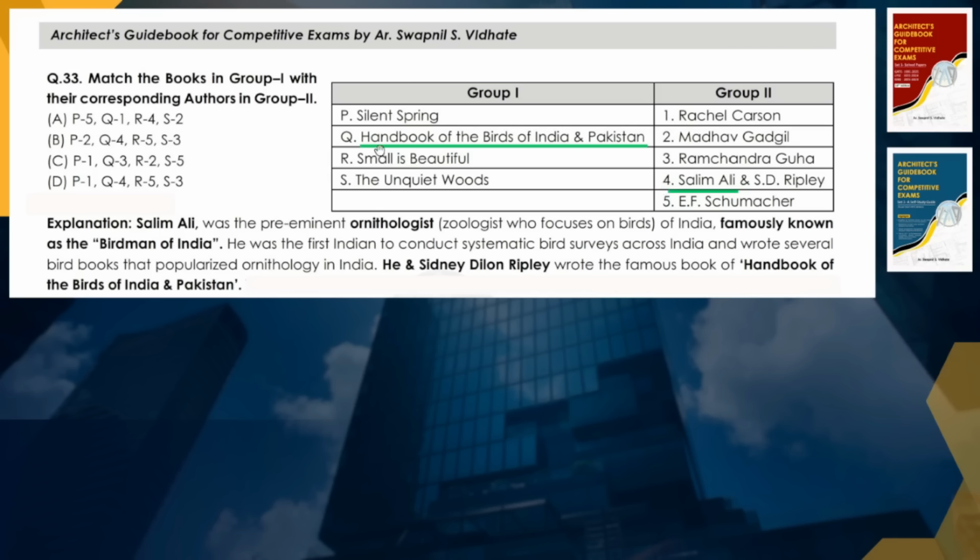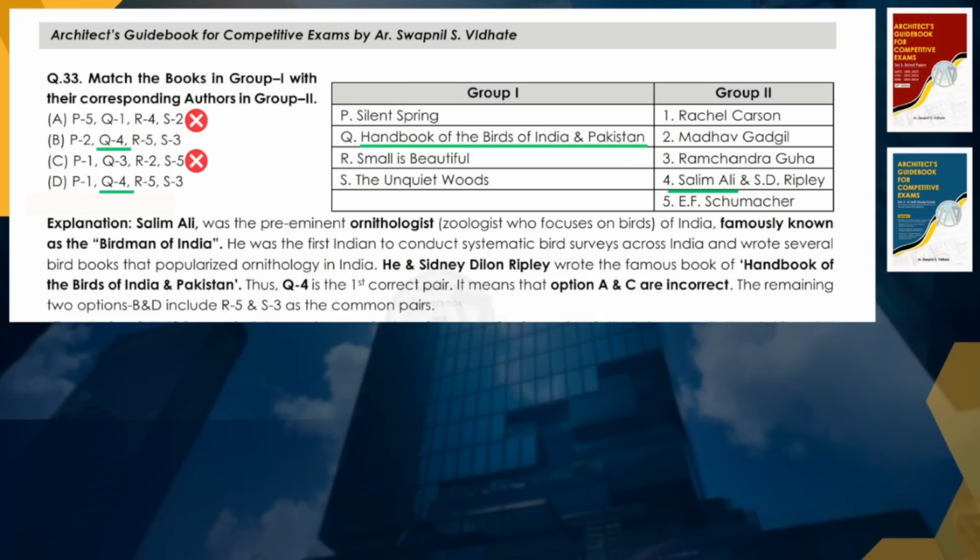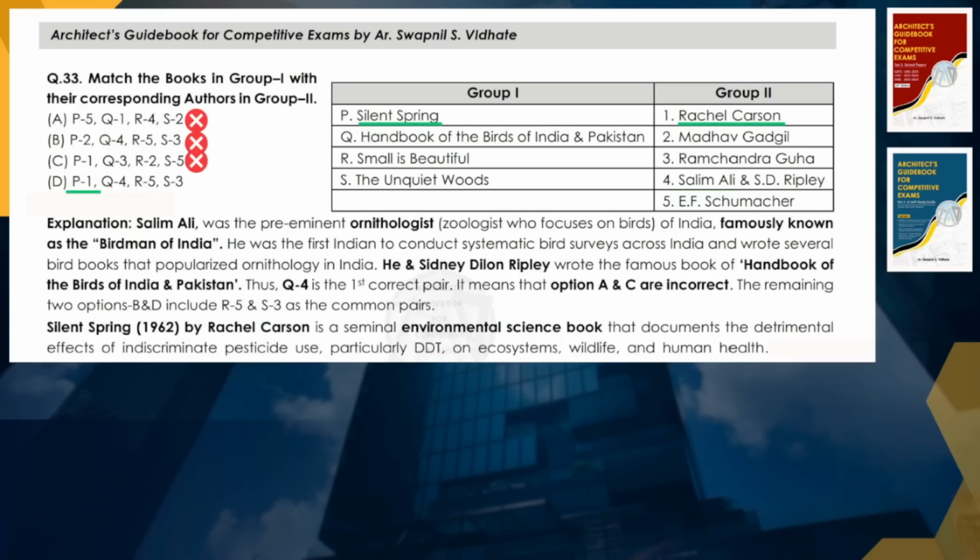So Q4 is the first correct pair. He had written this book, Handbook of the Birds of India and Pakistan, along with Sidney Dillon Ripley. So Q4 is the first correct pair, right? You can see that options B and D correctly show Q4 as the correct pair, so options A and C will be the incorrect ones. Now the next one, The Silent Spring. This has been written by Rachel Carson. So P1 is the correct pair here.